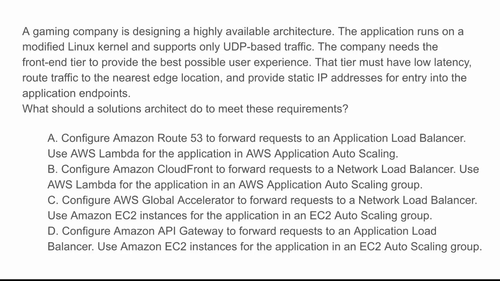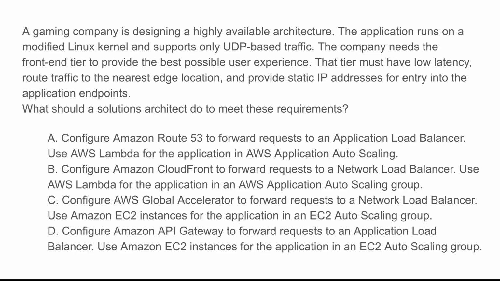For option C, on the other hand, it uses AWS Global Accelerator with a network load balancer plus EC2 autoscaling. Now, AWS Global Accelerator is a layer 4 transport layer service, which is great. It supports UDP traffic and routes requests to the nearest AWS edge location for low latency. It provides static IP addresses for consistent entry points, so this is the best solution so far.